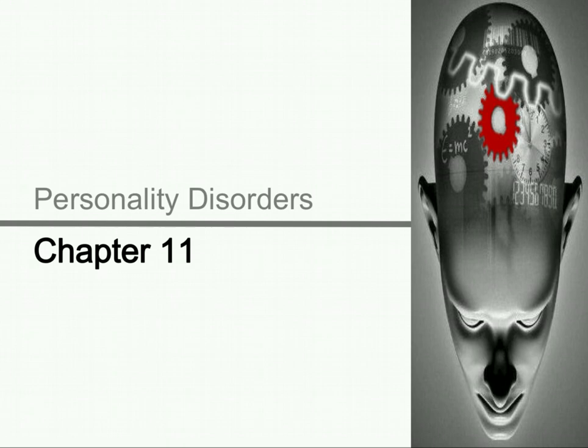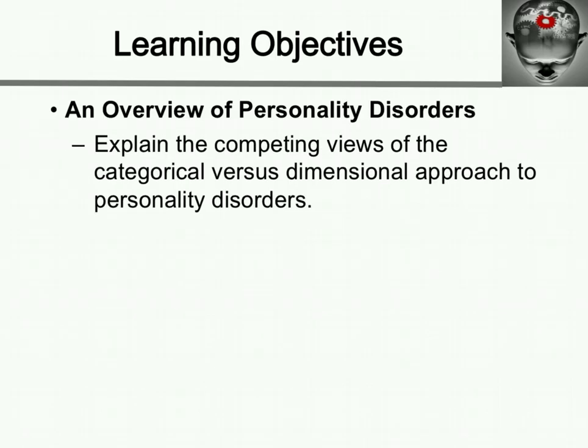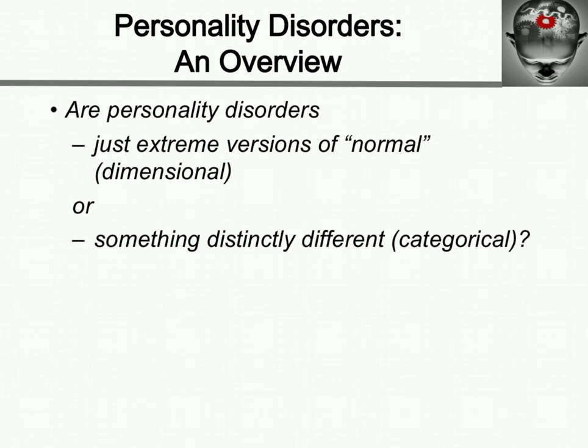This is a continuation video on Chapter 11, Personality Disorders. So there's a couple of different views of personality, and we're going to look at each one of those views in turn. The primary question is: is a personality disorder just an extreme version of a normal trait, or is it something distinctively different? That's a personality that doesn't really exist in normality in any way, shape, or form. It's something other than normal personality.